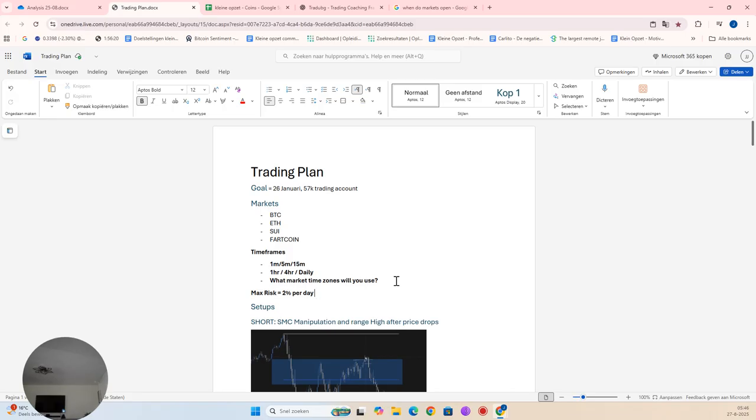Because inverted fair value gaps, or any confirmation pattern that the market's reversing, need to happen at a key level. This is everything, guys. If you just delete this level and you would have seen this, sure, it might work sometimes, but you're just gambling. You have to understand the context of these patterns, or you're no better than someone trading bull flags.